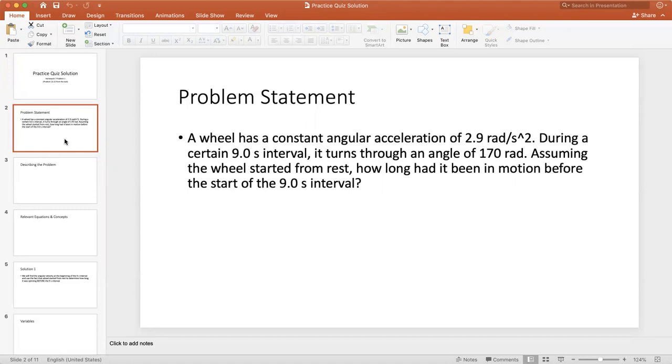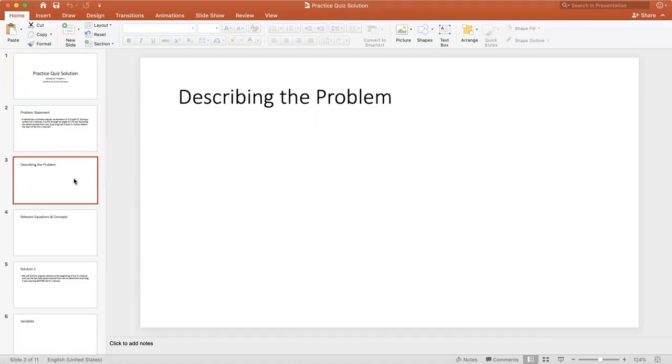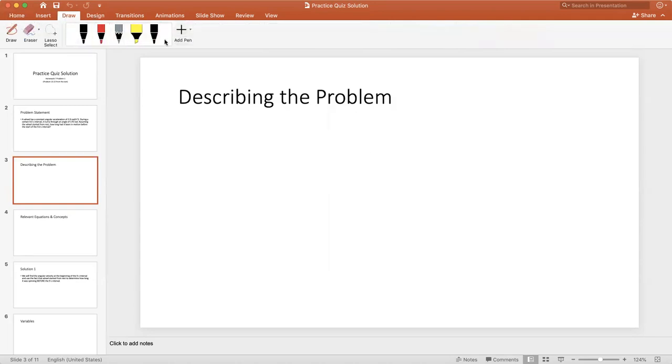Okay. So, as with all physics problems, the first thing that we usually need to do is figure out exactly what the problem is asking us and what it is telling us. We begin by drawing a quick sketch to describe what the problem is doing. So in this problem, we have a wheel that is going to turn through its central body axis.